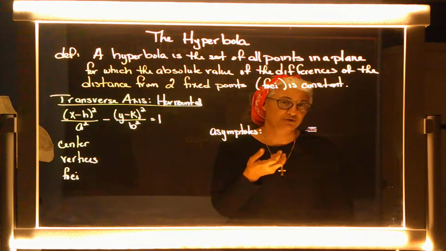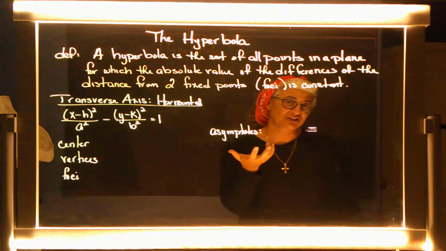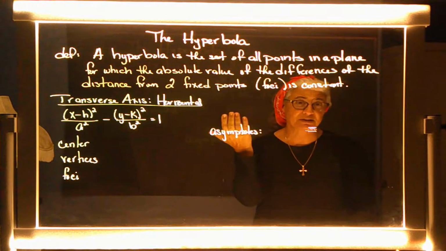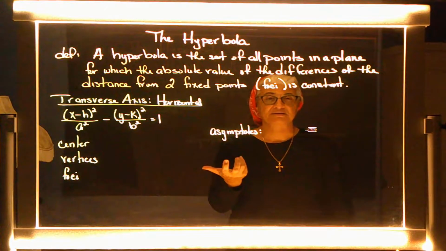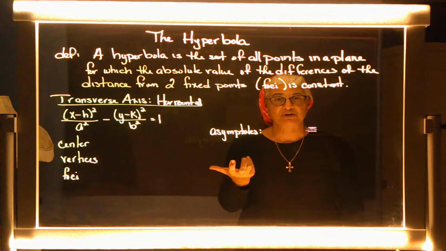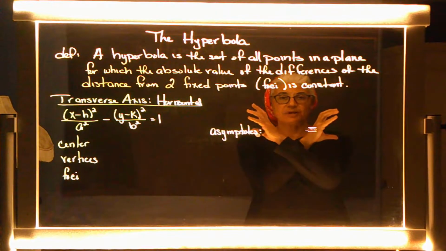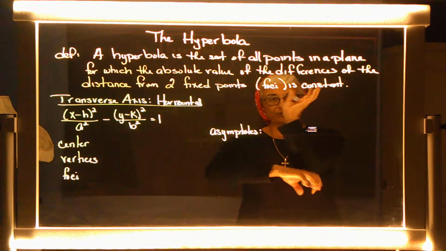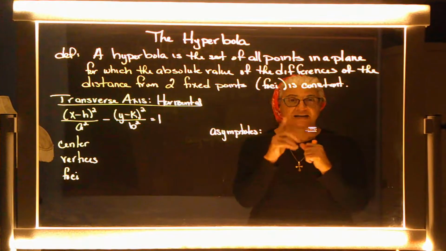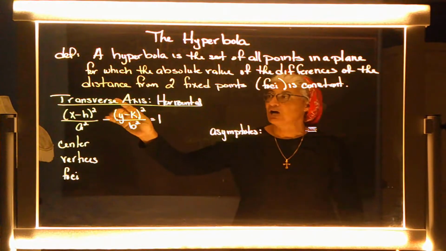Okay, so here's what I'd like you to think about. I'd like you to think about a hyperbola as a pair of parabolas. And this pair of parabolas is either going left and right or going up and down. Are you with me?